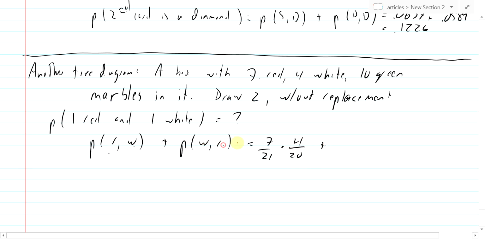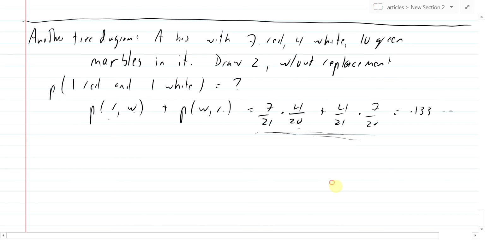What about white and then red? Well, 4 whites out of 21 total, times, well, drawing a red after a white means that you're down to 20 marbles because you already picked one out, but you still have all 7 reds. So 7 over 20. And if you multiply that out, it's about 0.133. So multiplication principle, right? There's a tree diagram lurking behind this, and we'll get to that in a second, but sometimes it's nice to be able to do these without having drawn out the tree diagram.